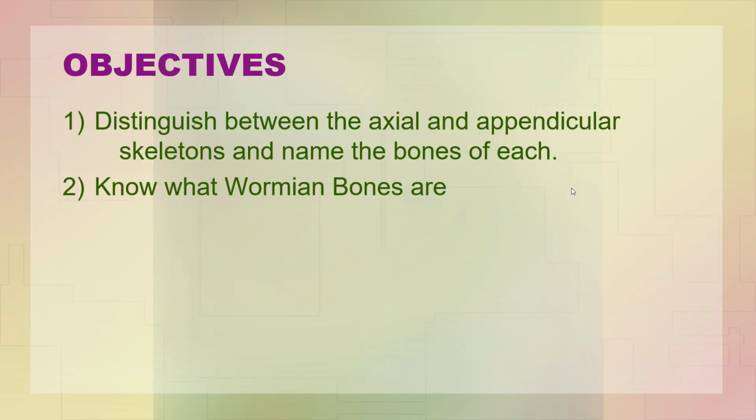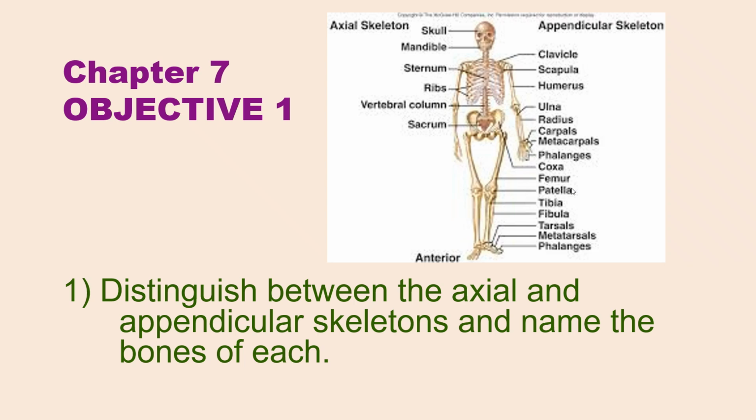So there's only two objectives. You really just need to know that if I were to give you the name of a bone, you should be able to tell me whether it's in the axial or appendicular skeleton. That's pretty much all chapter 7 is going to be in terms of the lecture test. The other objective is you need to know one definition out of the chapter, and that's going to be what Wormian bones are.